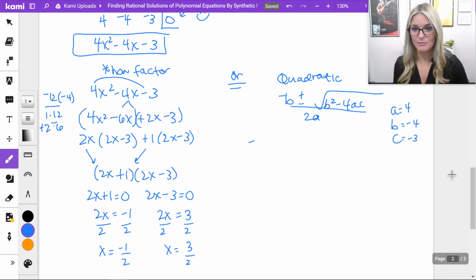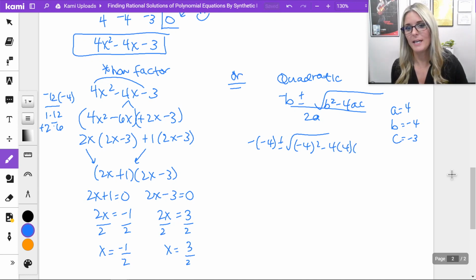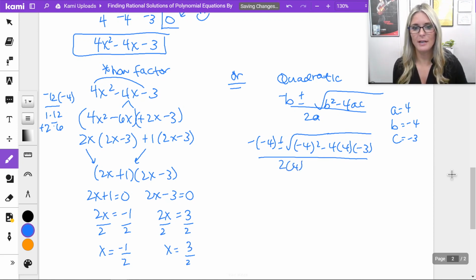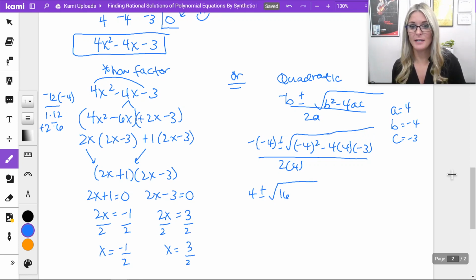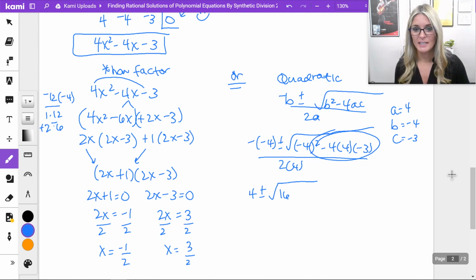A negative 4, so negative b plus or minus the square root of negative 4 is going to get squared, minus 4a and c all over 2a. So got that all plugged in. Let me clean it up a little bit. Those two negatives make a positive 4 plus or minus the square root of negative 4 squared. Here should always be positive 16. Negative 4 times negative 3, multiplying these three pieces together gives us 48 over 2 times 4 is 8.